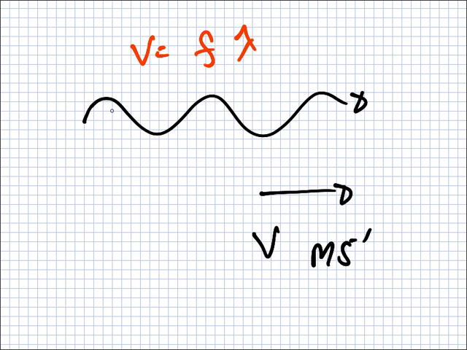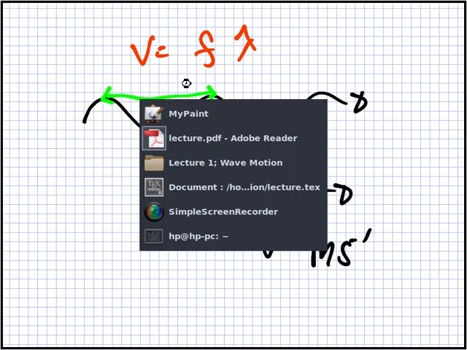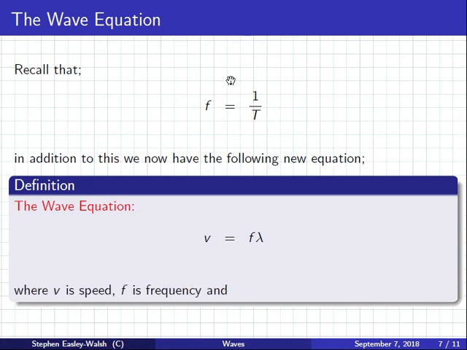The lambda, remember, is the distance from here to here, or from here to here, and the f is the frequency, the number of cycles. This is called the wave equation. Very simple, the wave equation. It's our only formula for today.